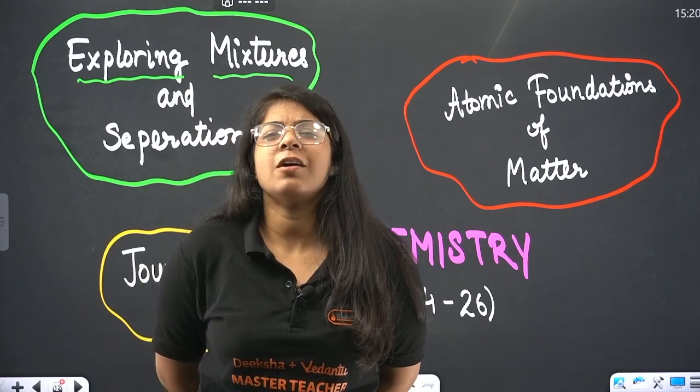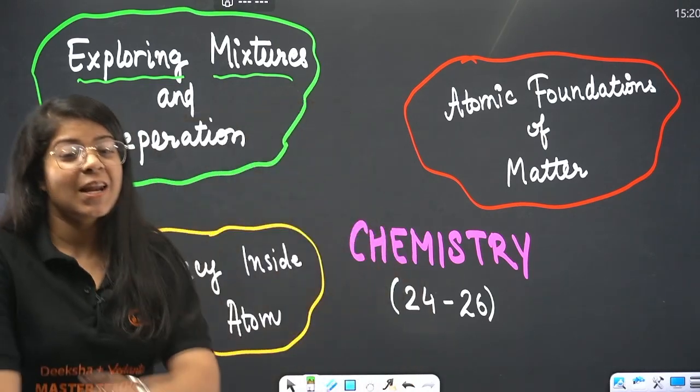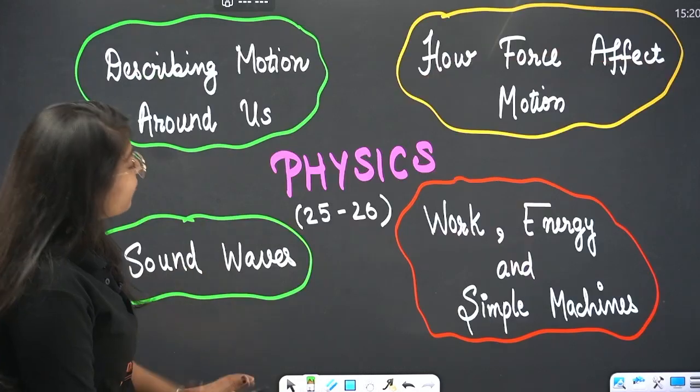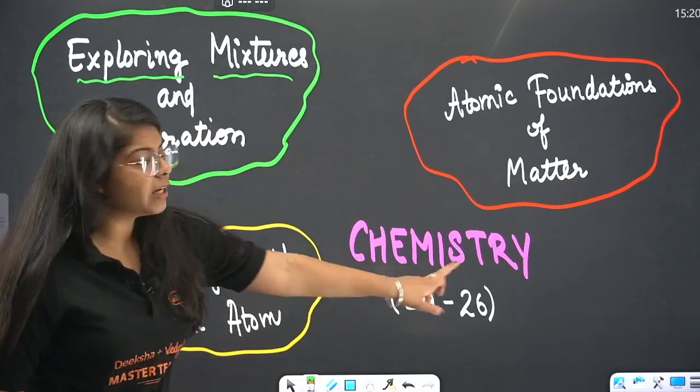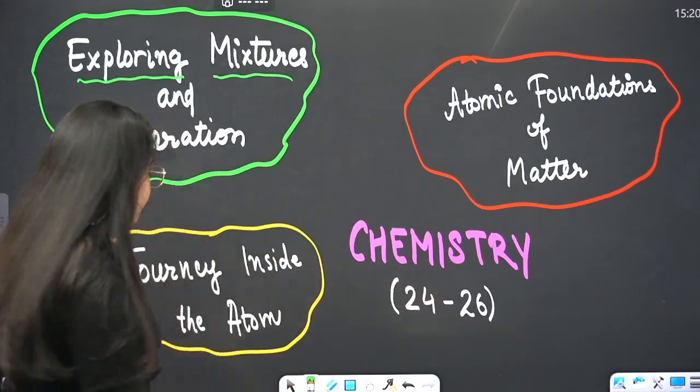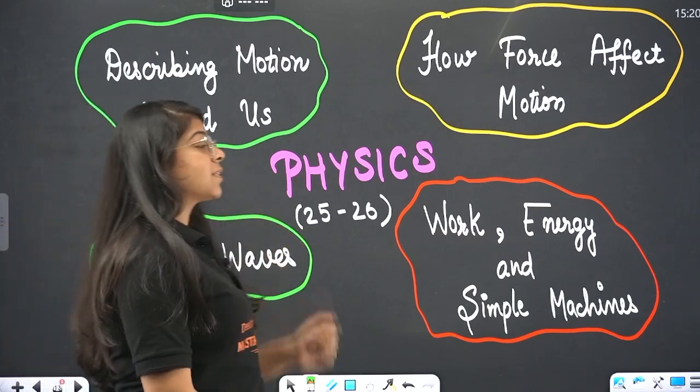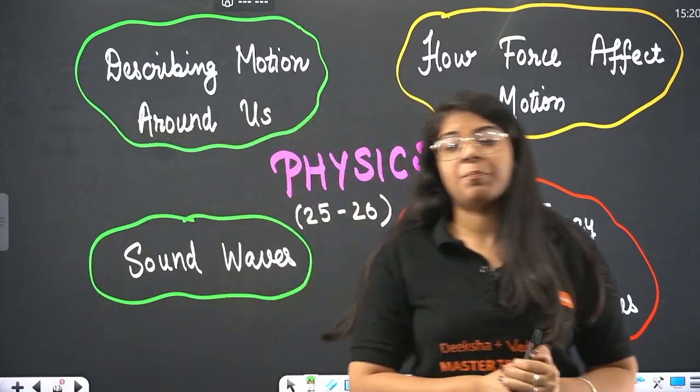Okay, we are unstoppable. Okay, then moving on to physics. Now physics, bacha, this has 24 to 26 marks of weightage. Then next we have physics. Now in physics we have 4 chapters.